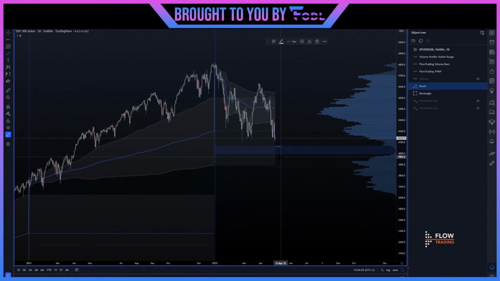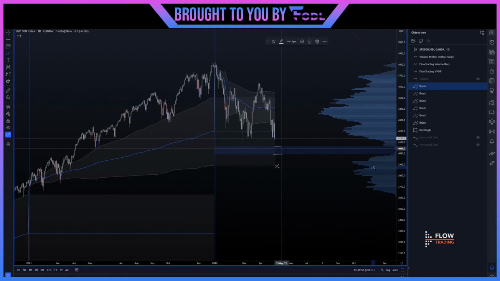Saying that, if this level is lost, if this area here is lost, I do think that we go and test these levels down here, which is basically the edge of this high volume cluster. This lower level here is the edge of the high volume cluster, and then we've got a little low volume node in between here, around 3,900, which is also 2021's value area low.